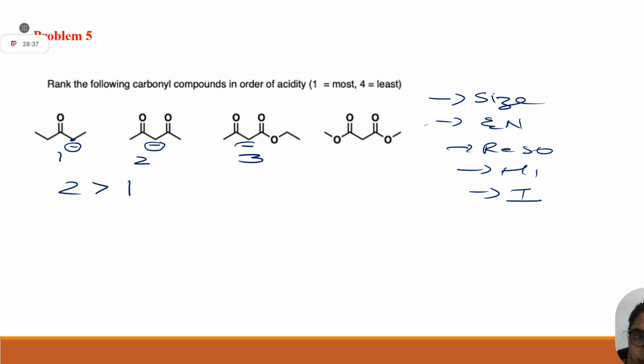In third, again two conjugation. In fourth, again two conjugation. Now, tell me among third and fourth, which is more stable? Fourth. Sure. Yes, ma'am, because the lone pair of oxygen will also participate. Ma'am, the lone pair of oxygen will participate. So in fourth, there are two more oxygens where the lone pair can participate.